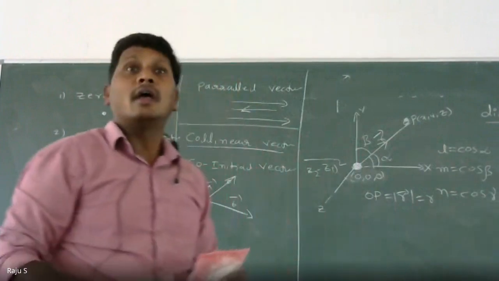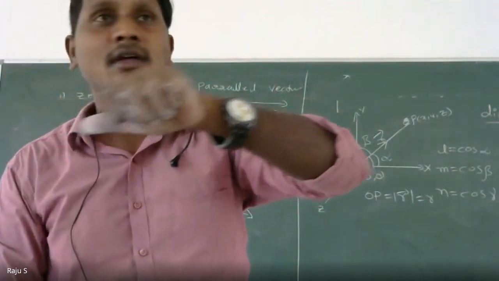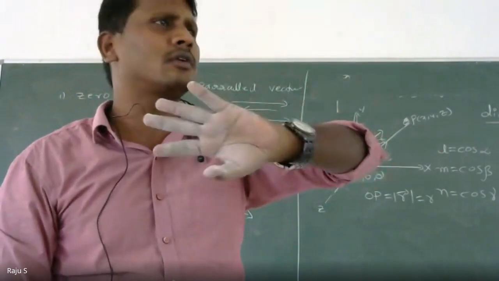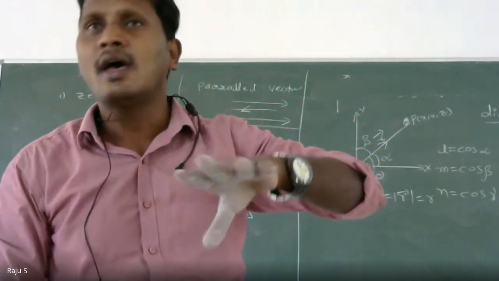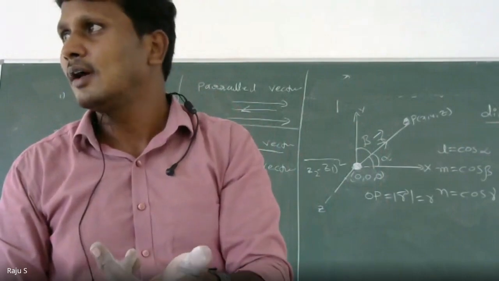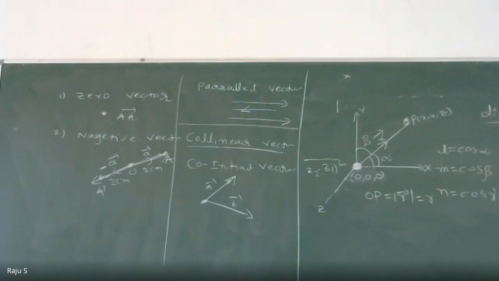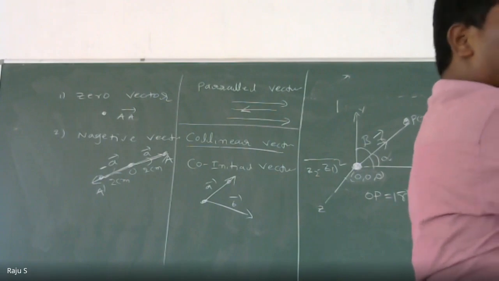Okay. Should collinear vectors have the same direction? Remember that magnitude need not be the same, and direction need not be the same. Okay. Coming to the questions. Question number... Coplanar, I'll explain one by one.